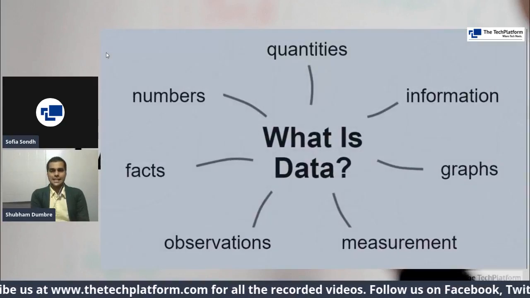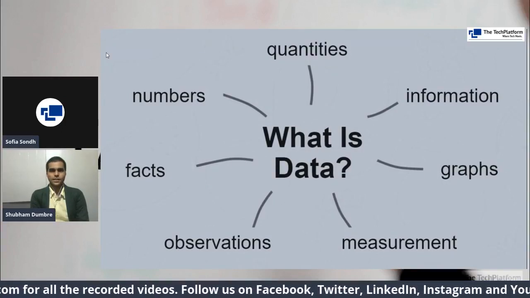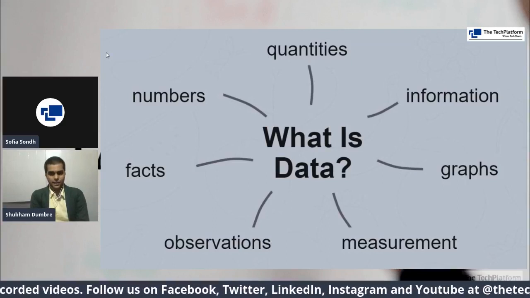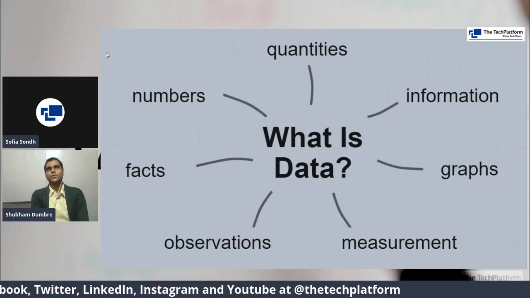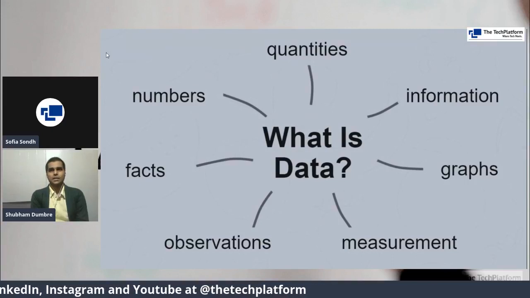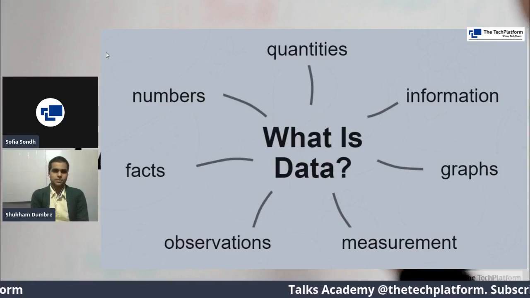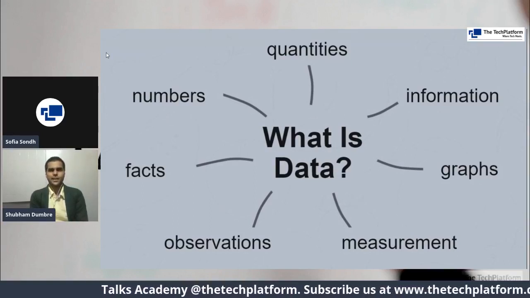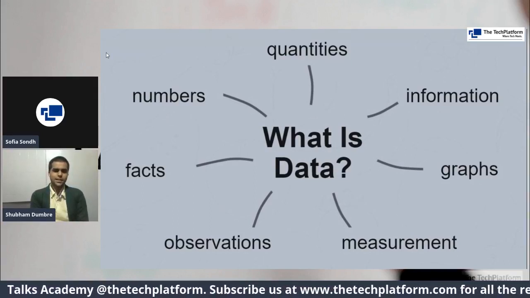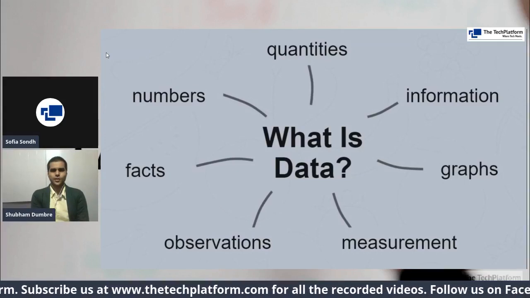So what exactly is data? Let's start with the very basic definition. Data can be quantity, information, graphs, measurements, observations, facts, numbers, etc. Whatever we collect, or not just we, but any company or survey that collects from us, is data. The data would be some sort of information, like when you are filling out some survey or feedback. So in a broader sense, data is a combination of all these things.